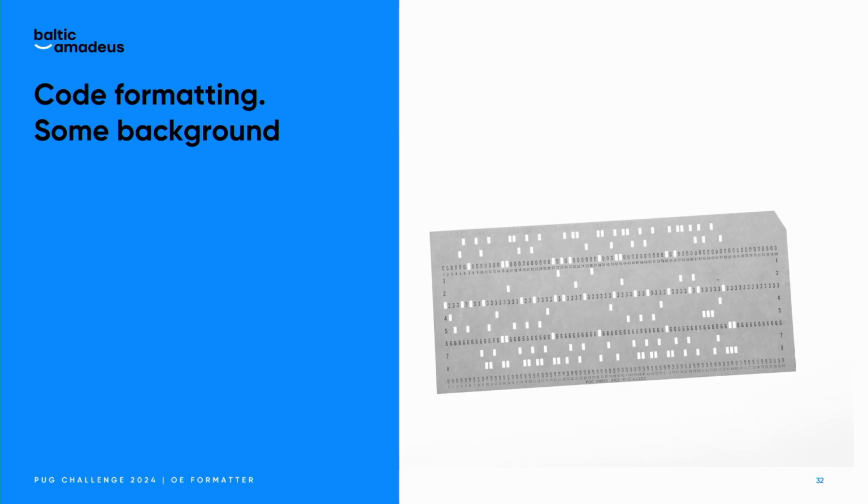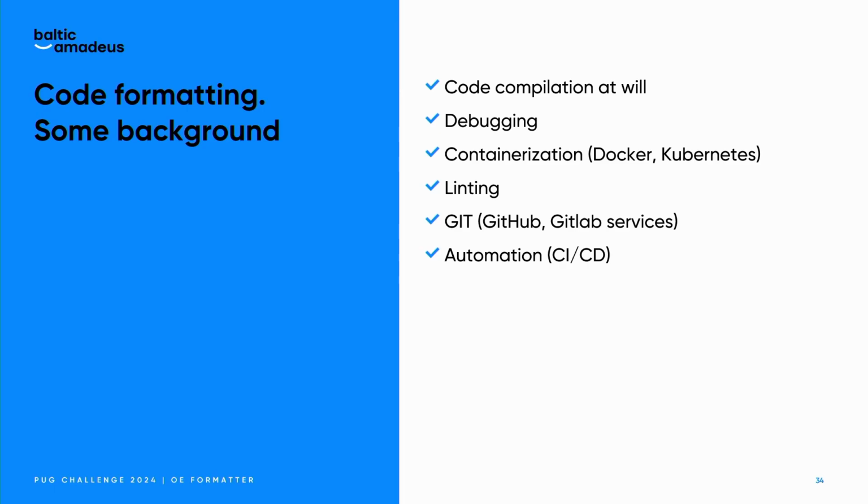So this is what it was 50 years ago, and maybe a bit closer to today, we got things like code compilation at will. When we had our own personal computers, we could compile stuff on them and debug them. And probably in the last 20 years, we also got containerization, so we don't need to think about the infrastructure side. We can just care about our own software on a higher level. We got linting, which can show you code smells and issues with your code style or something like that.